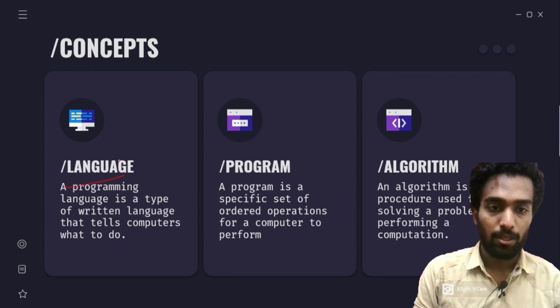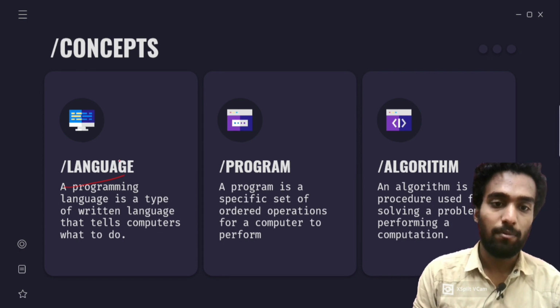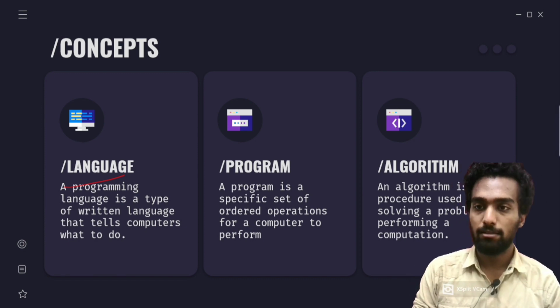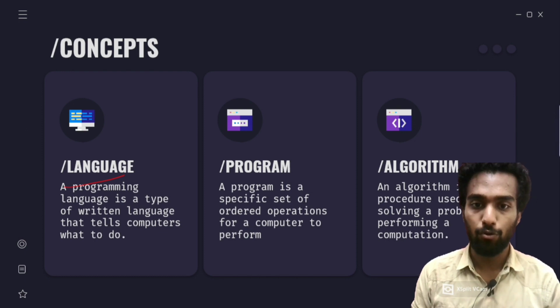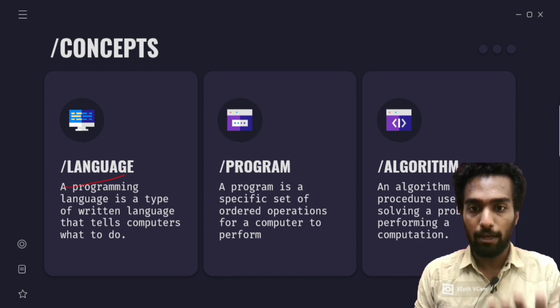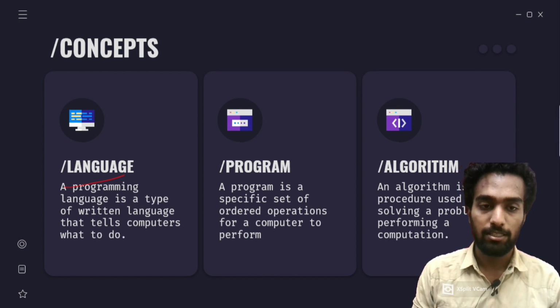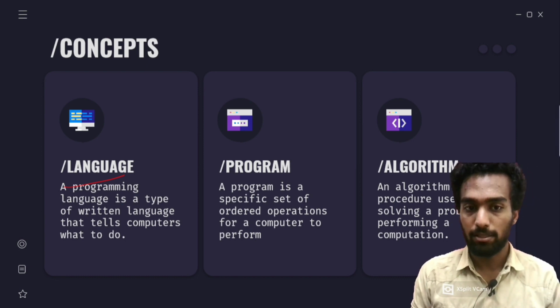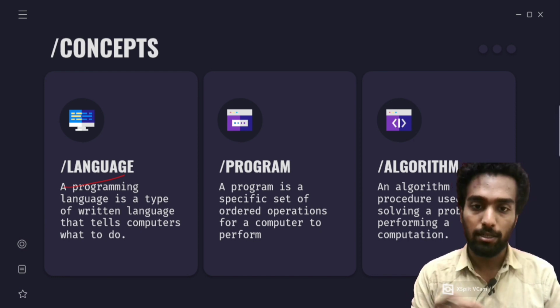What is language? As you are seeing, a programming language is a type of written language that tells a computer what to do. As we humans communicate with each other, we should know our language, right? From our language, we communicate with each other. In the same way, on a computer, we use a programming language. It is a written language which we use to tell the computer to do certain tasks.